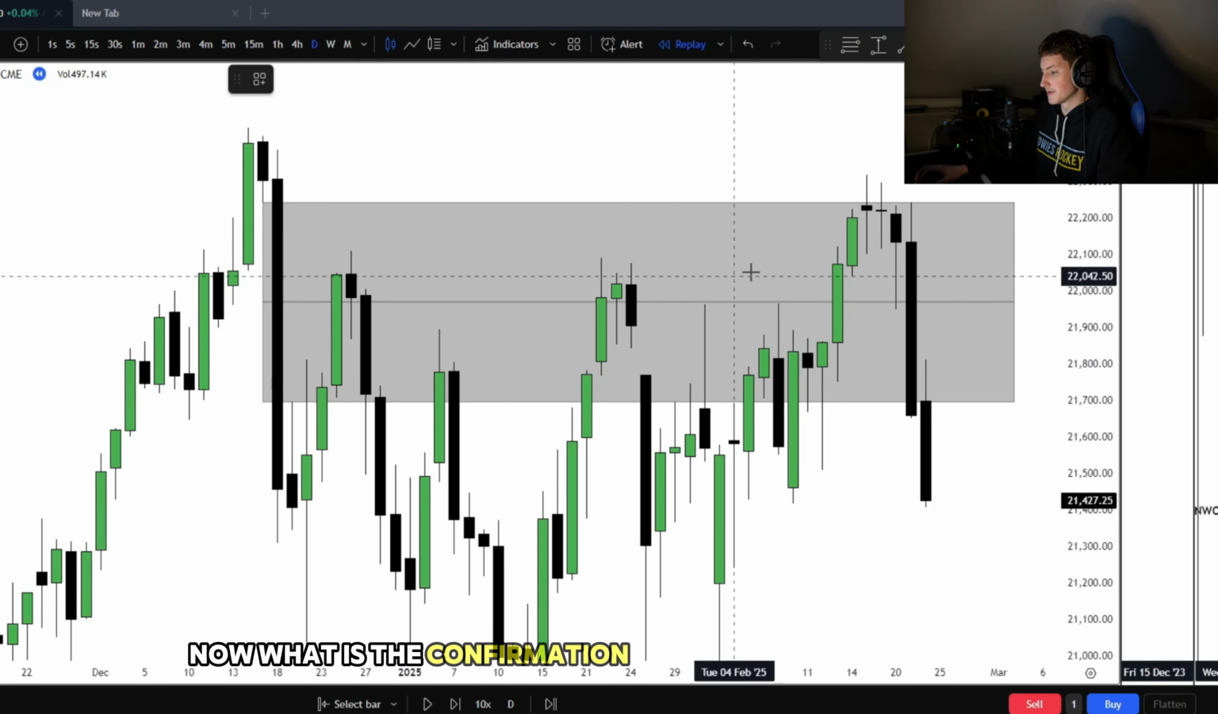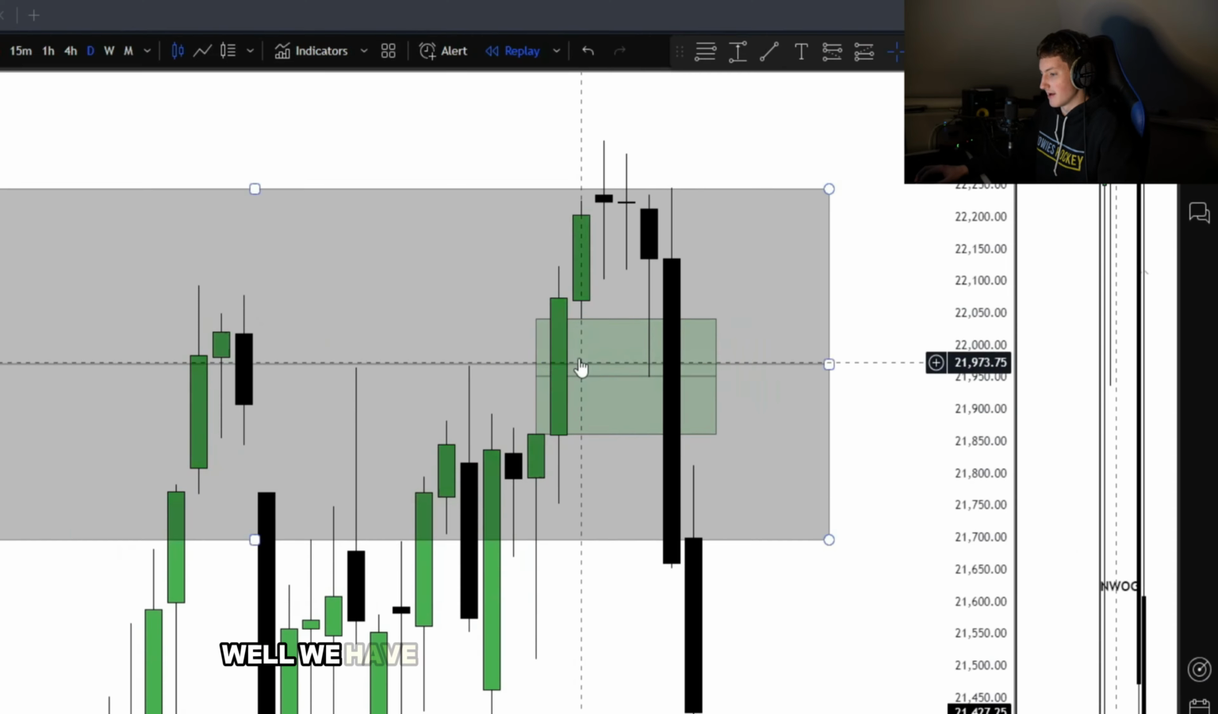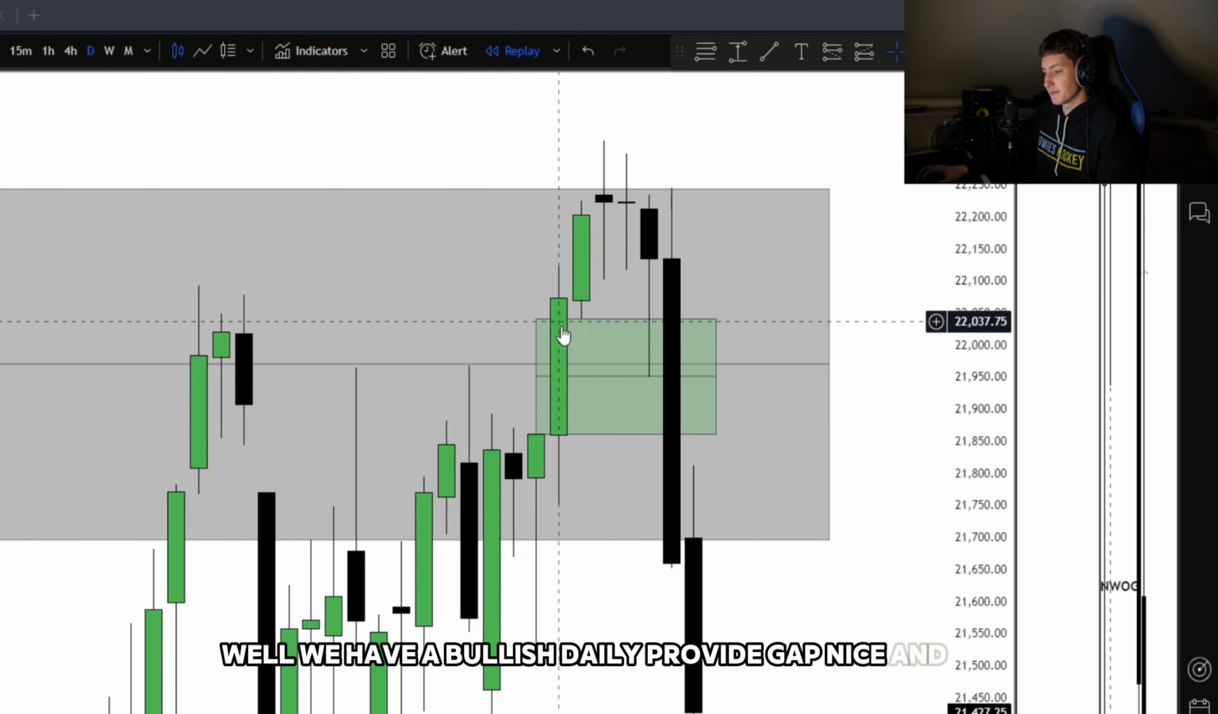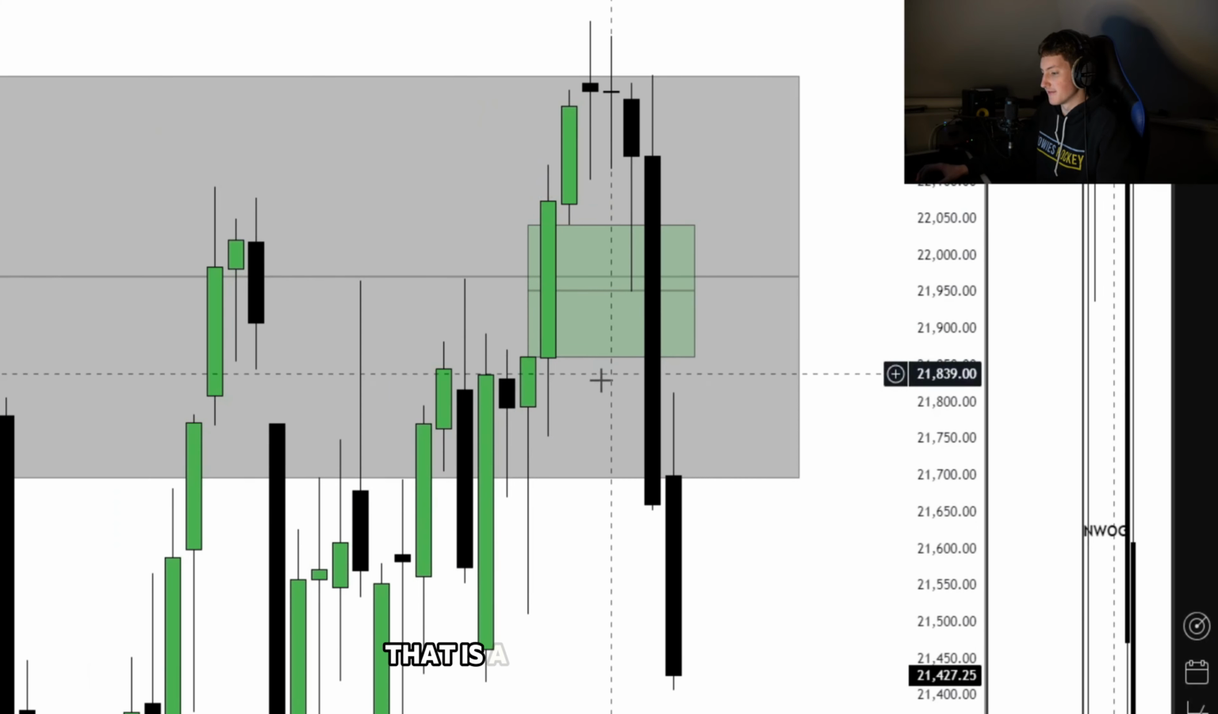Now, what is the confirmation for us to keep going lower? Well, bullish order flow. What bullish order flow is being respected? Well, we have a bullish daily fair value gap, nice and big. It's not small and insignificant. It's a big gap, and we have a huge candle just going straight through it like it's not even there. That is a very bearish signal.